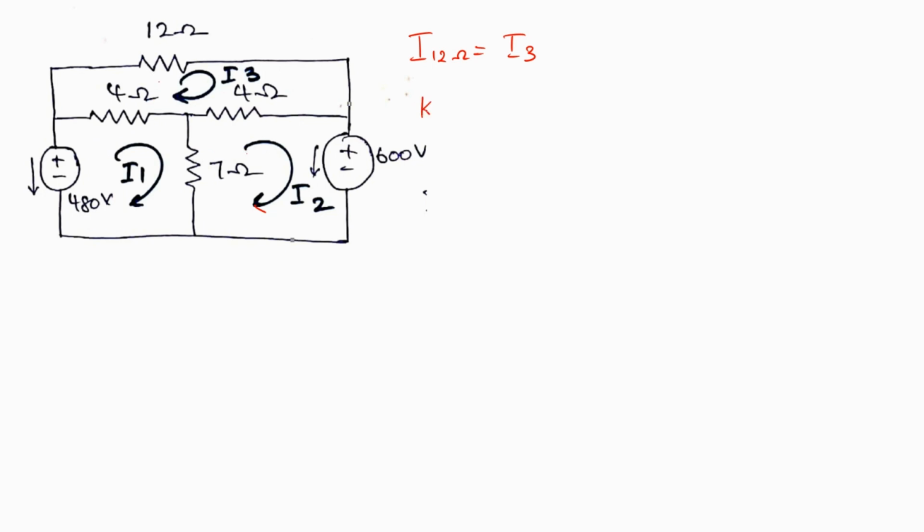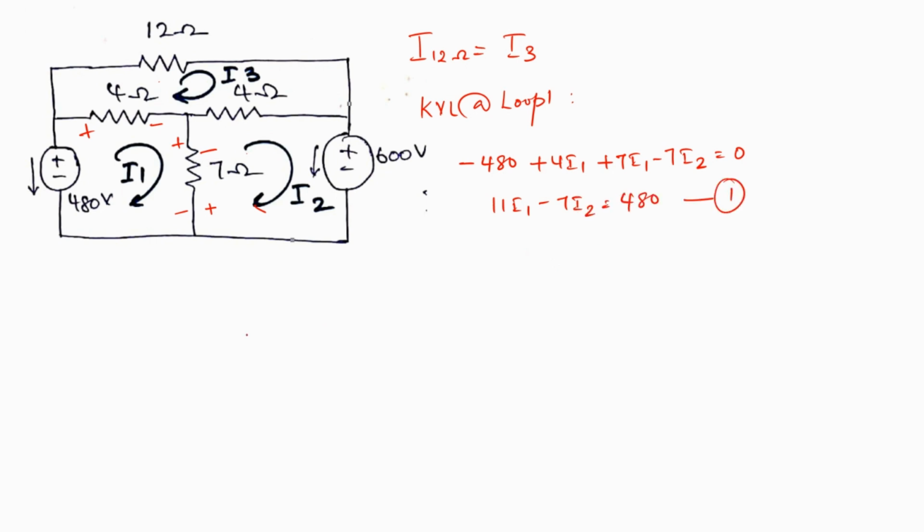So when we apply KVL at loop 1, what do we get? So this is my first loop current. So these would be my drop directions. So I can obtain the equation as minus 480 plus 4I1 plus 7I1 minus 7I2 is equal to 0. So I can say 11I1 minus 7I2 is equal to 480.